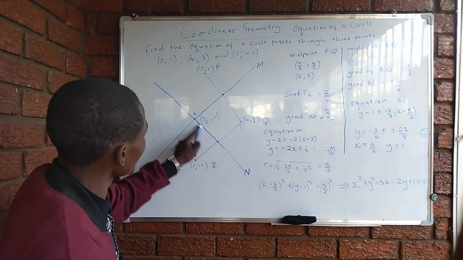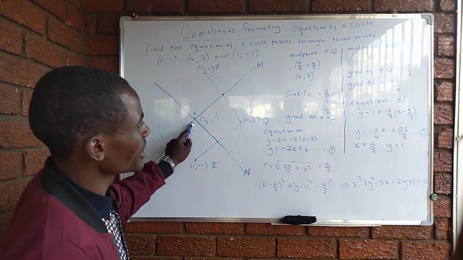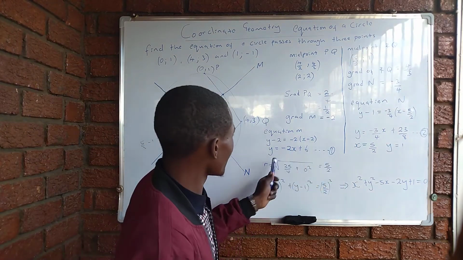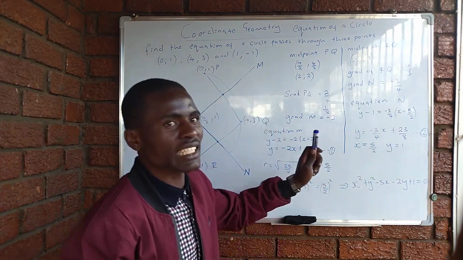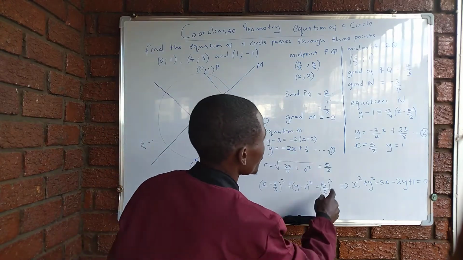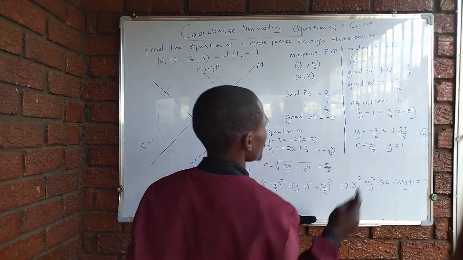If you solve this equation and this equation simultaneously, you find the point of intersection: x = 5/2 and y = 1.